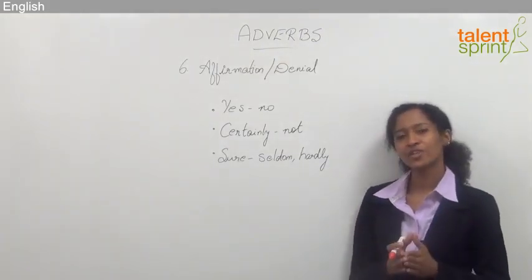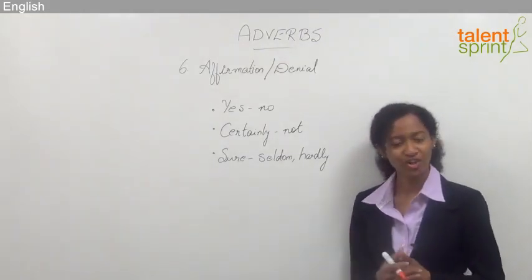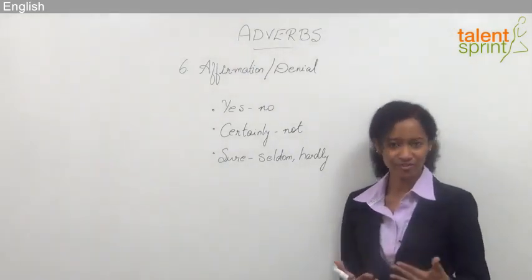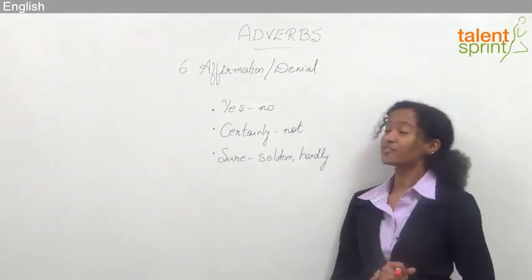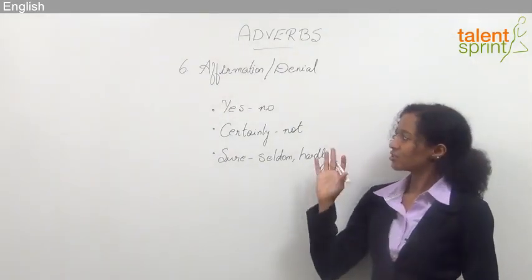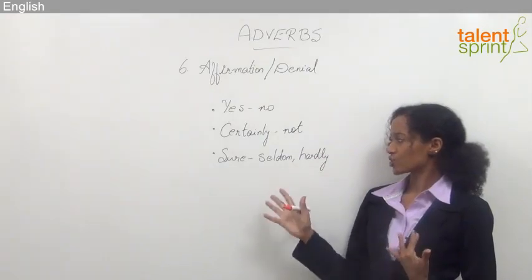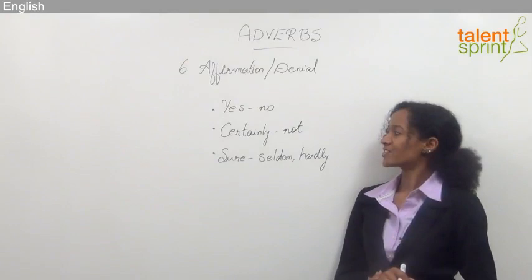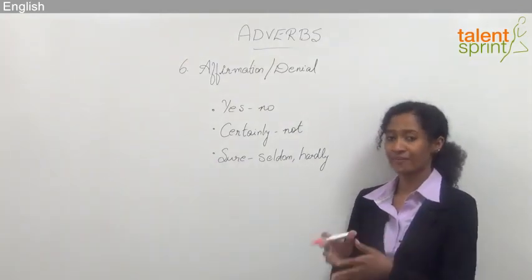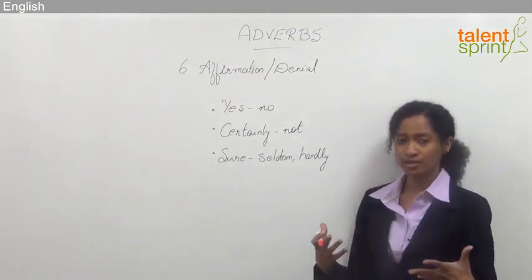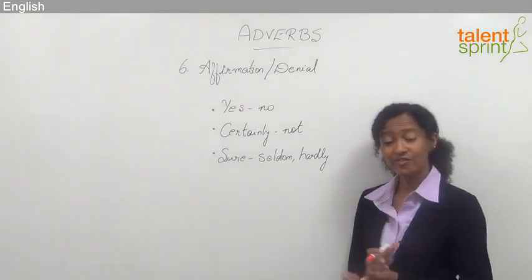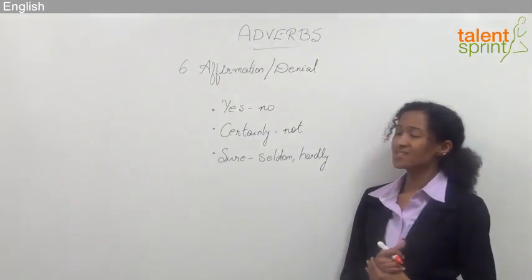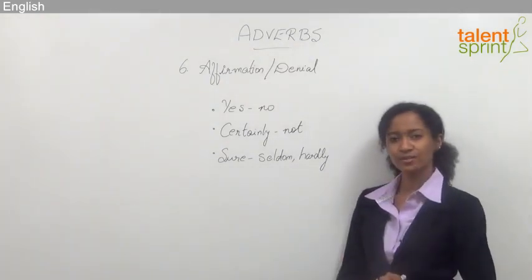Our sixth type of adverbs is the adverbs of affirmation or denial. So the words that express affirmation or denial of actions would be your adverbs of affirmation or denial. So yes, no, certainly, not, sure, seldom, hardly. So I could say I certainly would not want to try that, or I hardly go out in the evenings, or they are certainly very hard workers, right? So these are a couple of examples. Okay, let's move to the next one.